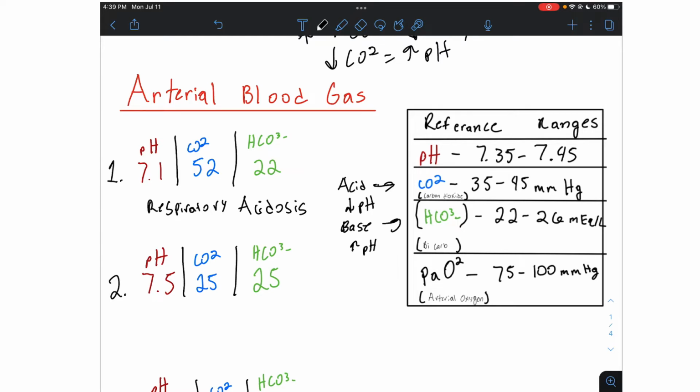But CO2 is respiratory because our lungs, when we inhale, we are receiving oxygen from our environment. And when we exhale, we are getting rid of CO2 from our blood. So the capillaries from our blood bring that CO2 to the alveoli in the lungs to exchange that CO2 for oxygen.